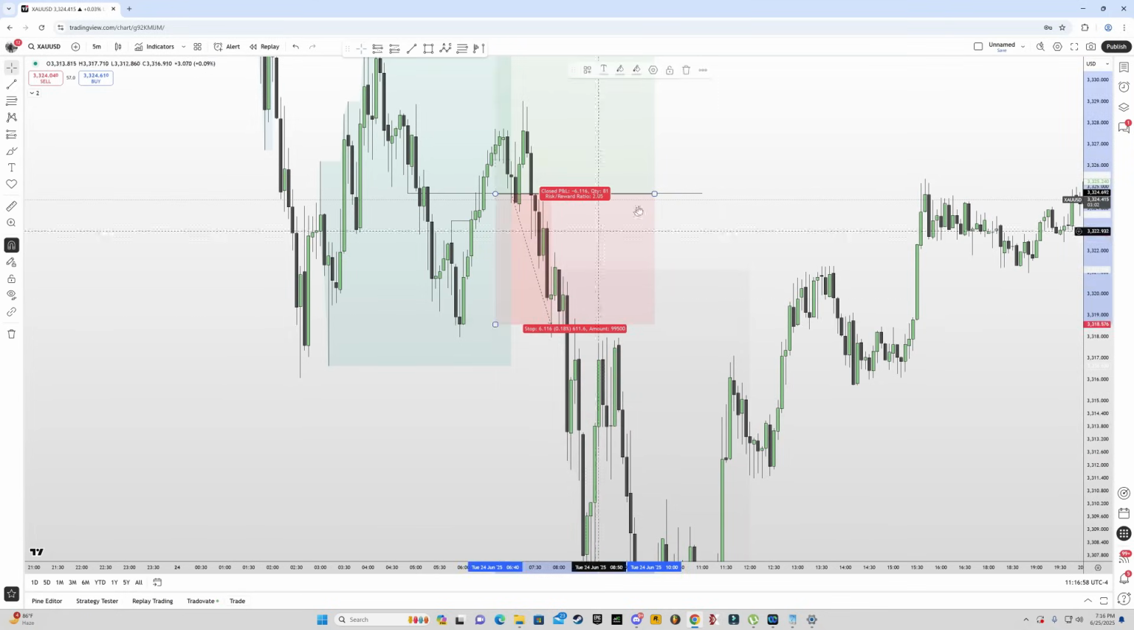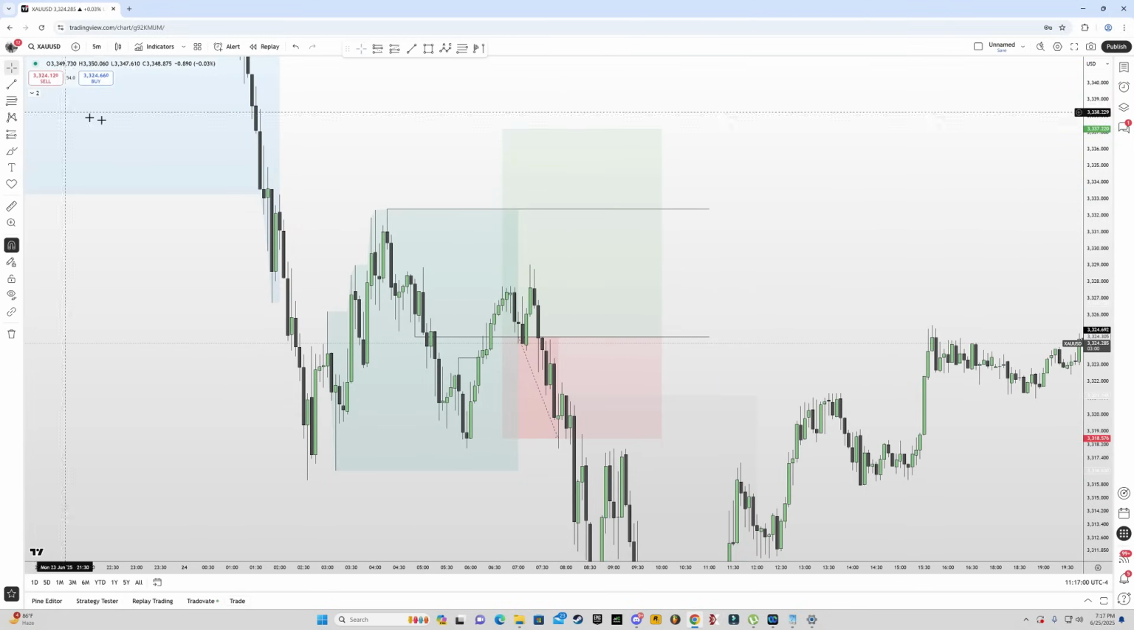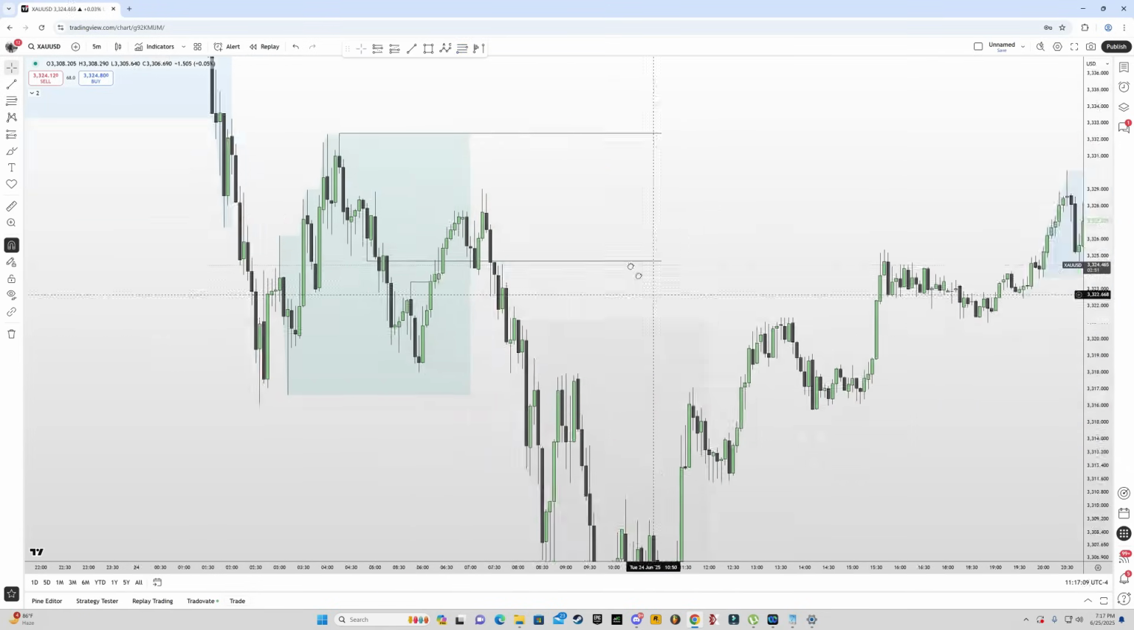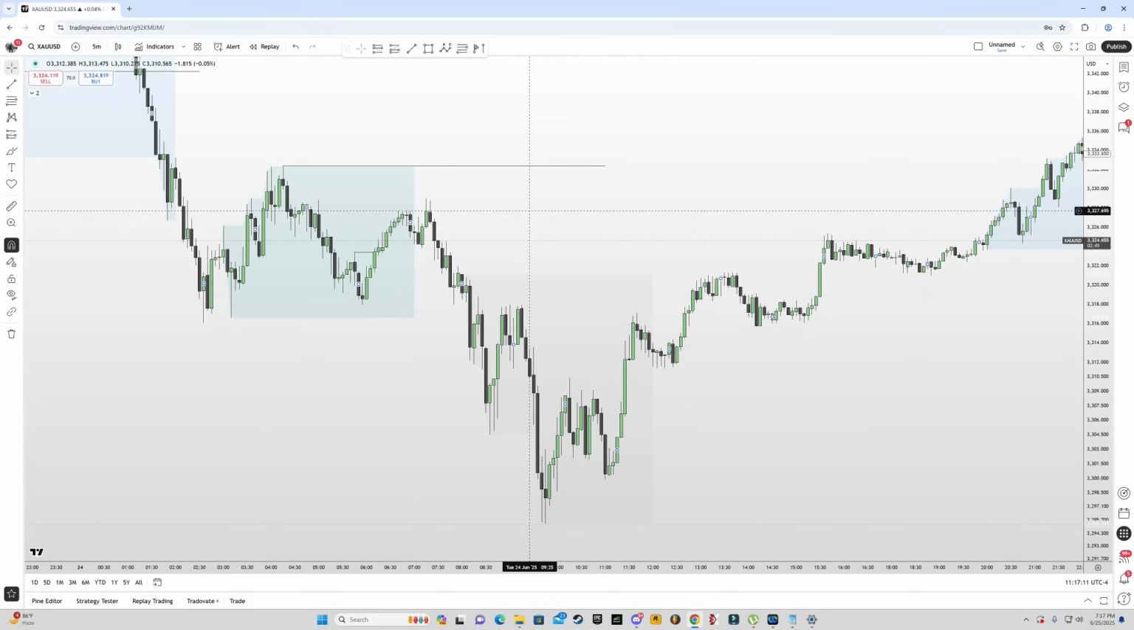Stop would go below the bodies. And probably that was a one partial trade. Yes, you can see how price tapped into the 0.5 level. This could have been your first partial. And then price kind of reversed on you. So it's totally fine. We didn't get anything during New York.